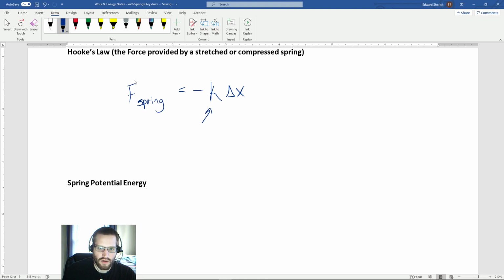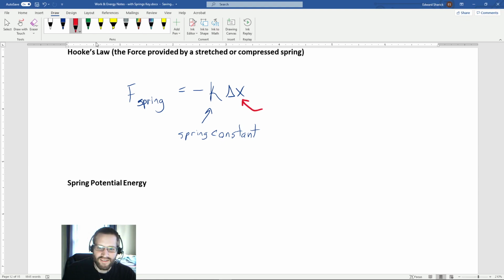K is what we called our spring constant, not to be confused with our winter constant or our fall constant. That was a joke. And just like in class, nobody laughs.